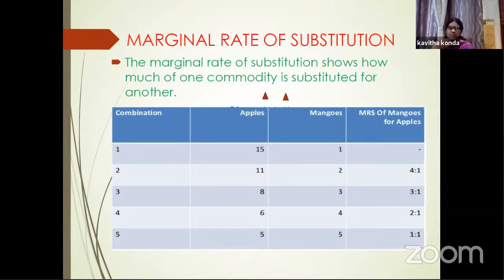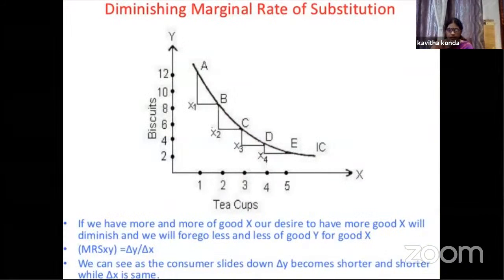It can be represented by the MRS formula. The MRS of xy is equal to delta y by delta x. It can be shown on the curve here. Means here we can show how he is moving on the indifference curve, how he has been foregoing. We can explain it by the curve also. A, B, C, D, E are the locus points. They are the different combinations of X and Y.